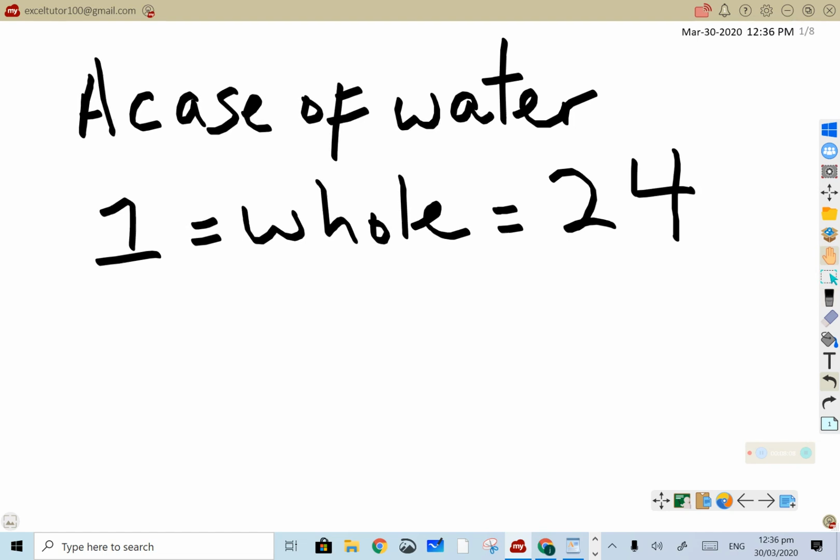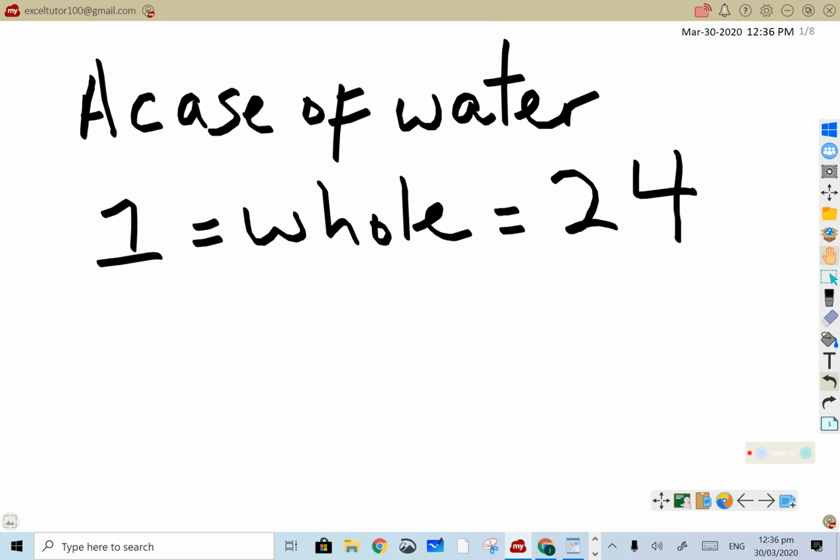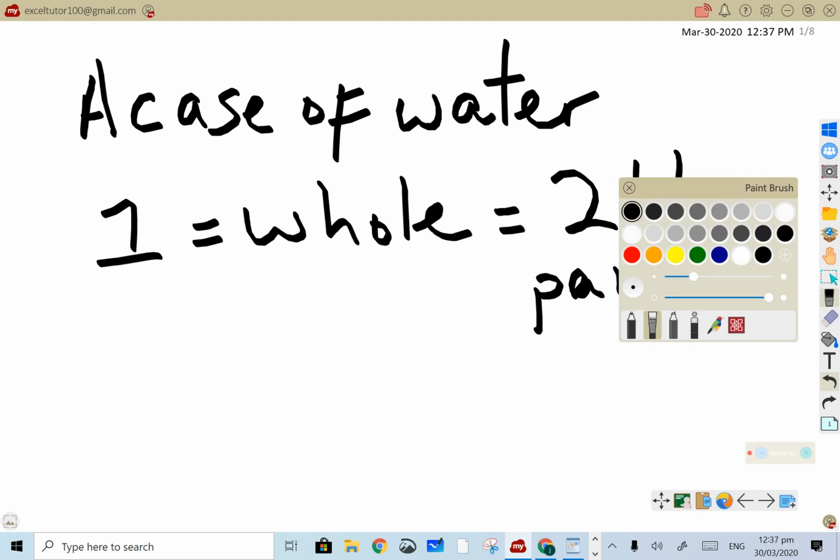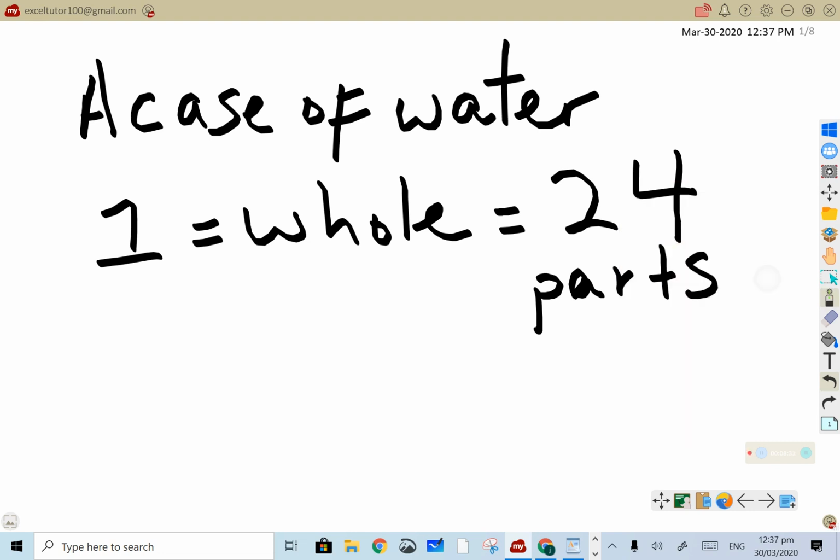It is also equal to 24 parts. I'm saying that again. So we have 1 as a whole, which is equal to 24 parts. Right? So you can take 1, which is a whole, which is also equal to 24 parts.